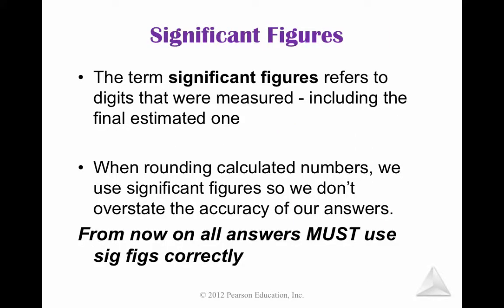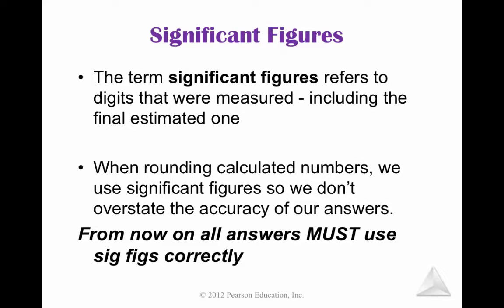So now we get to the important part, significant figures. If you look on the class website, I have also posted the notes on just significant figures. So if you want to download that and look through that as well, that's going to be a very good resource. The term significant figures refers to digits that were measured, right, including an estimated measurement. When we round numbers that are calculated, we use significant figures so that we state our answers in the most precise or the most accurate way possible.